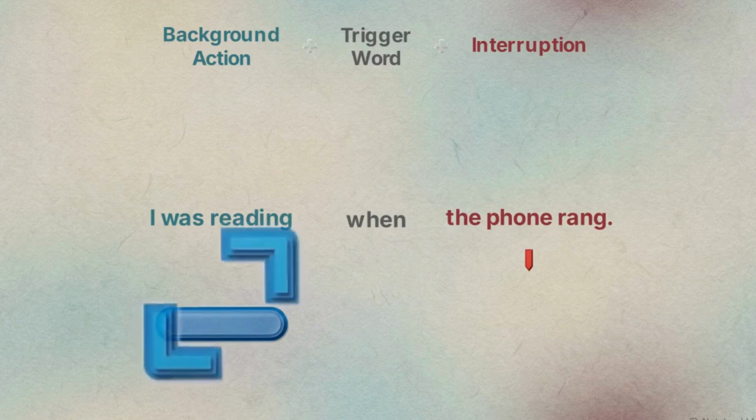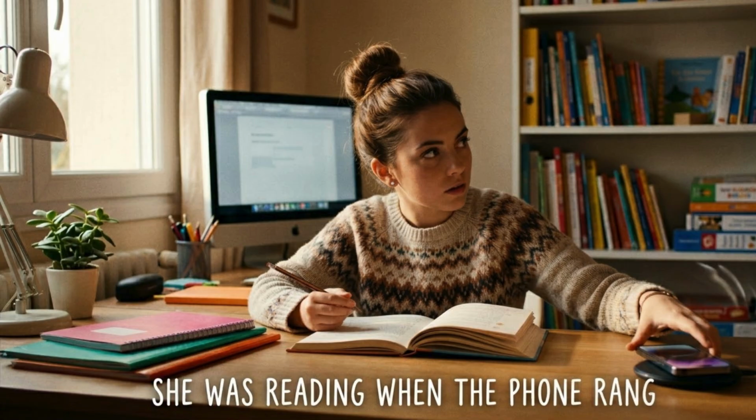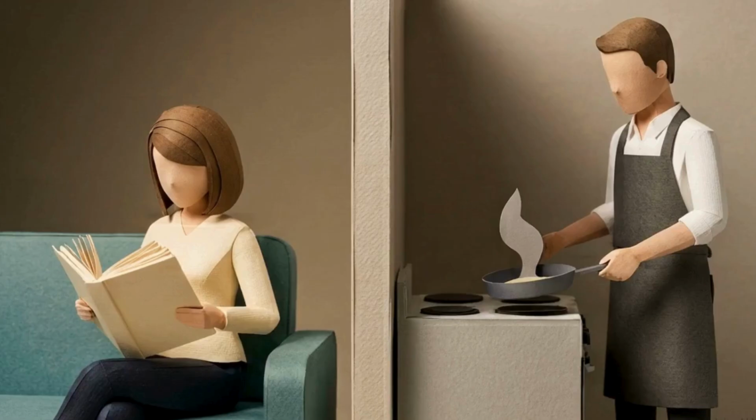Look at how they work together. The first half provides the continuous background scene. The second half delivers the sudden interruption. This specific combination of tenses is exactly how native speakers clearly report a sequence of events. Whether you are explaining a problem at work or just telling a casual story, this structure ensures your listener knows exactly what interrupted what.